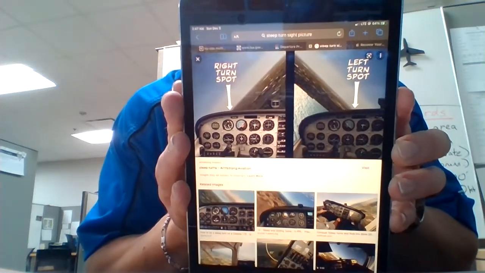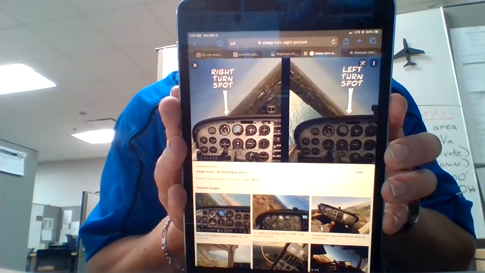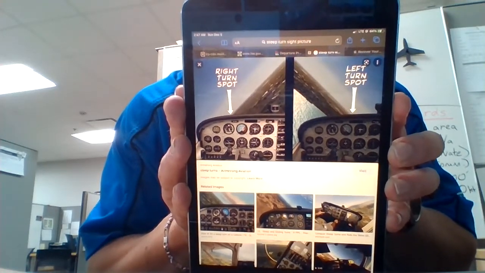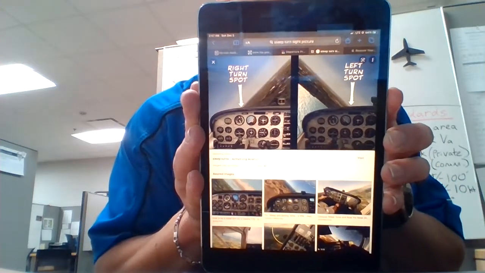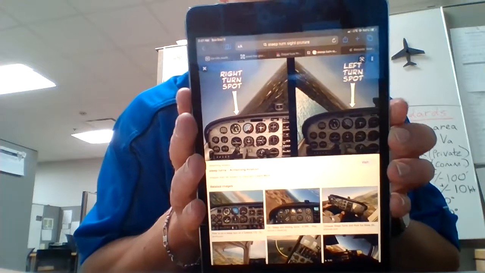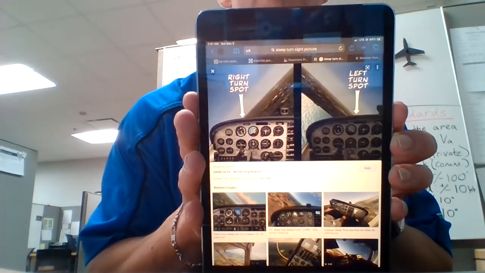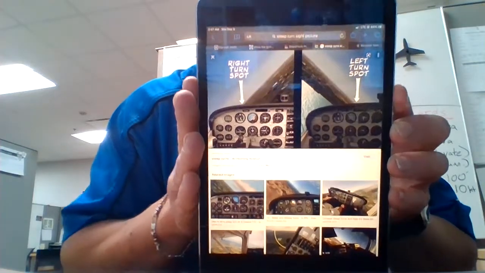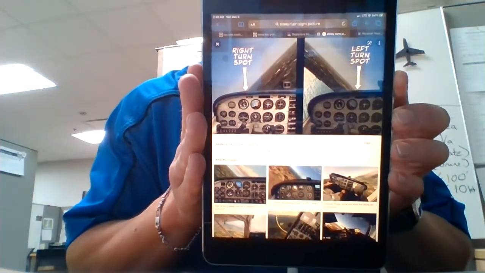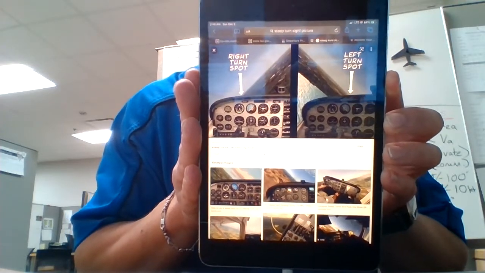I wish this picture had the cowling visible because I like to use the rivets. So in a left turn, you want to drag that left row of rivets through the horizon. And then in a right turn, you'd want to drag the left edge of the cowling along the horizon or just below the horizon. That's the thing. Depending on how tall you are, the sight picture is going to be different for everybody.